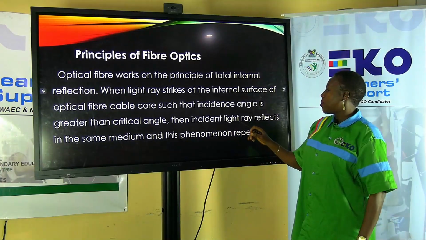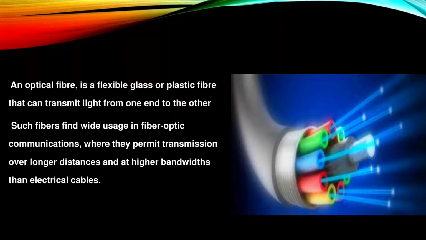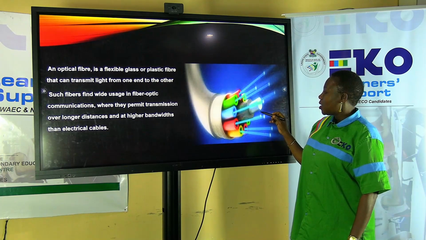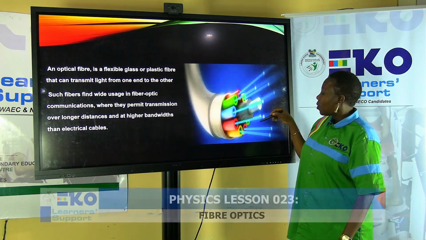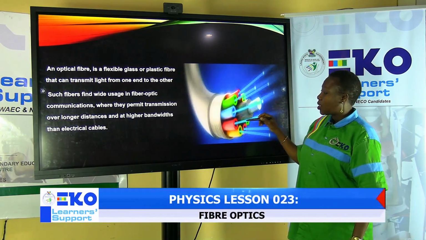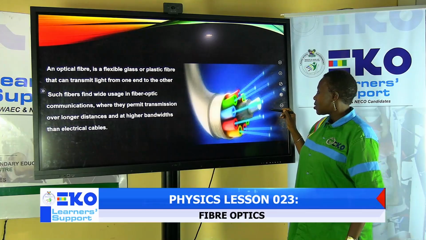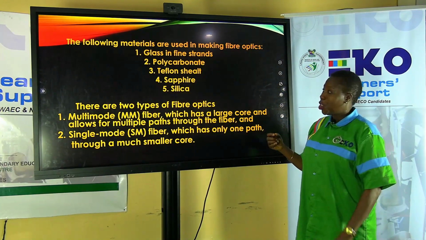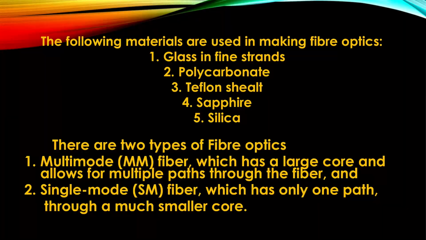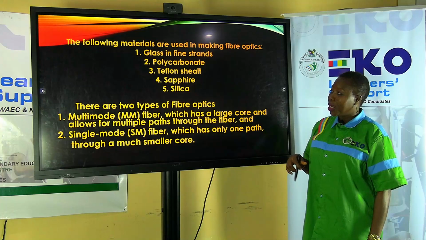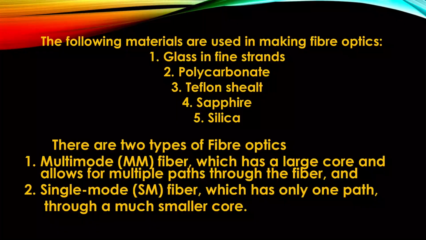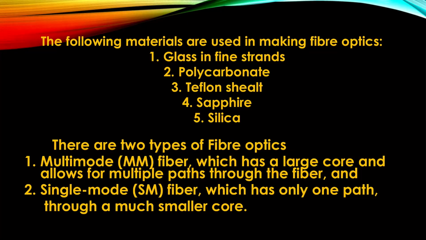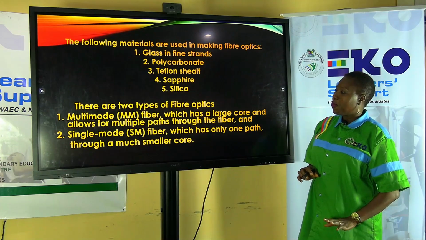As you can see from our previous diagram, this is the core, and when there is total internal reflection, the incident ray we see is reflected and we see all the rays surrounding from the other optical fibers. And the repetition continues. The following materials are used in making fiber optics: the glass in fine strands, polycarbonates, Teflon sheets, sapphire, and silica. There are two types of fiber optics.